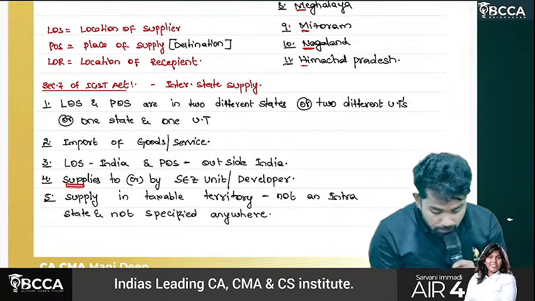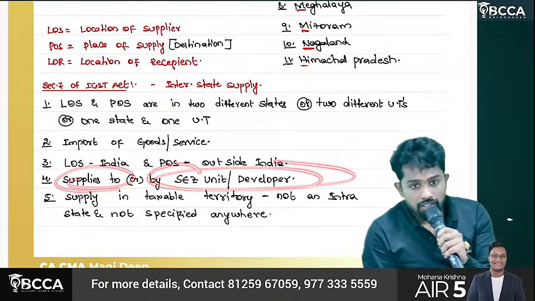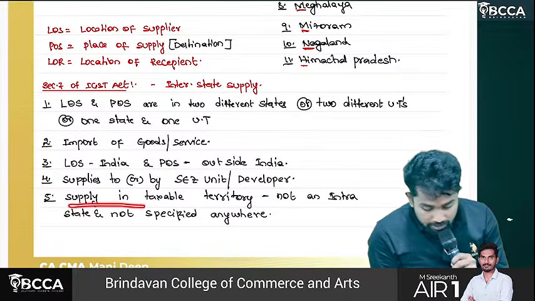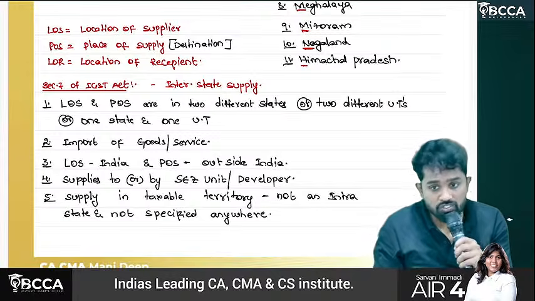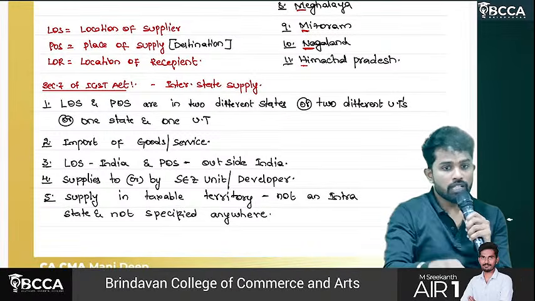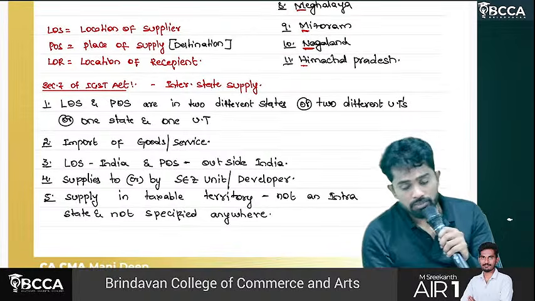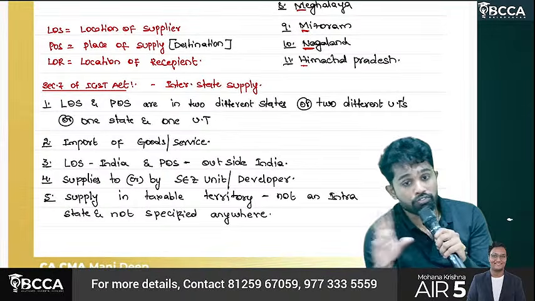Then supplies to or by an SEZ unit or developer. Then supply is in taxable territory and which is not intrastate and not specified anywhere. So for interstate, now there are 5 points. First one, the common one: LOS and POS are in two different states. Second one, imports are always interstate. Third one, they are not referring to exports, sir.